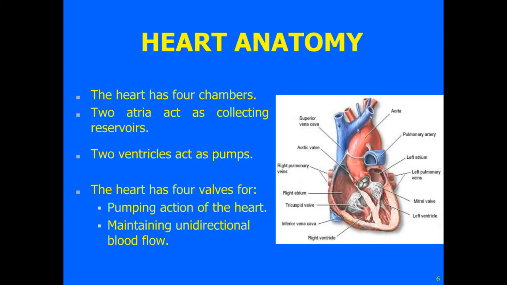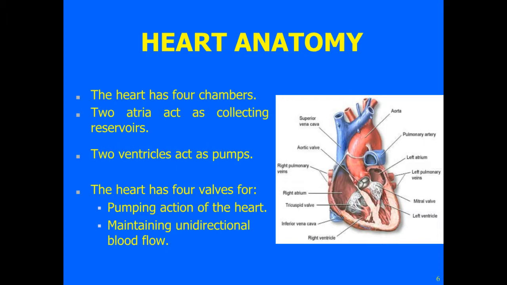Once again, this looks a little more similar to what your diagram looks like. You have 4 chambers. You have 2 atria, a right and a left atrium. You have 2 ventricles, a right and a left ventricle. The atria are collection chambers. Blood comes into the right atrium from the superior and inferior vena cava, which is where all the deoxygenated blood comes in. Then it goes through the tricuspid valve and down into the right ventricle.